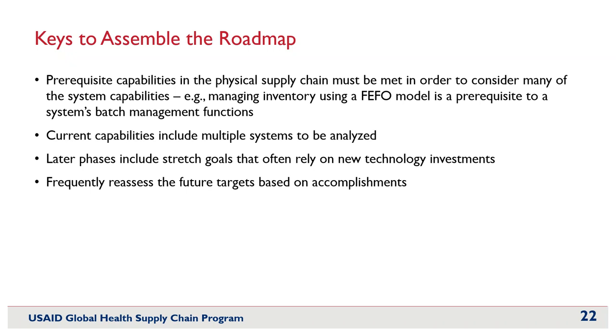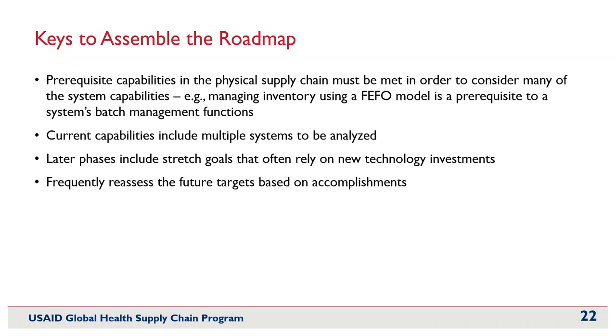So we also had to analyze multiple systems, not just the system, but other systems that they're using across the network. And some of those systems are to be replaced, but as well, we looked at things like how they're potentially integrated to DHIS in the future. And then later phases would include the stretch goals that might require some new technology investments. So for example, if we think of forecasting and planning as something that most of these systems have limited capability around, we might look to some things like control tower capabilities, more advanced planning features that could be available in other systems if we want to get into those capabilities.